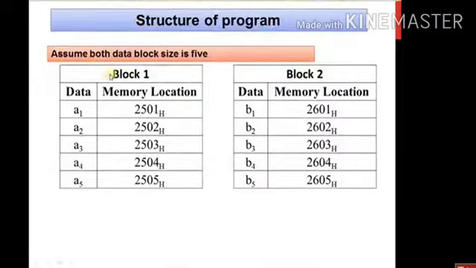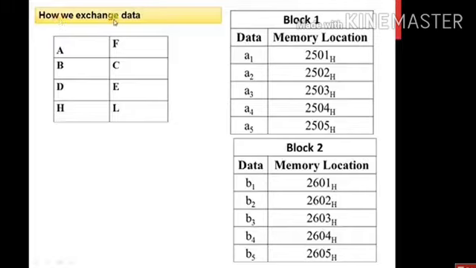Suppose there is one block, block 1, and another block, block 2. Data is given in block 1 as A1, A2, A3, A4, A5, and in block 2 we have data B1, B2, B3, B4, B5. You can also see the locations. These are two different locations. Now, second thing, how do we exchange data?